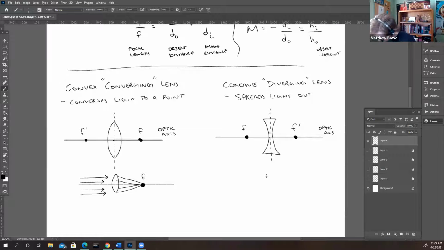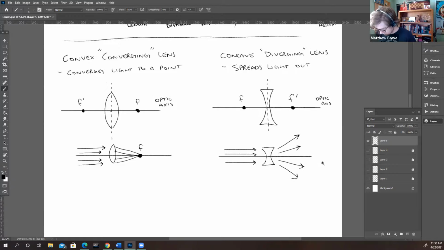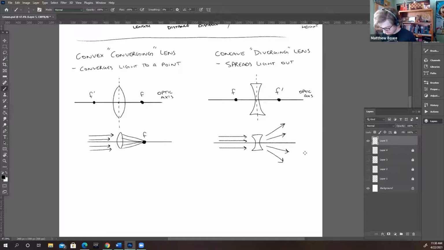So a diverging lens, let me do just a little rough sketch down here. A diverging lens, if there was this stream of light coming in, you're just shining a flashlight on it, we would expect that the light coming in would then spread out in all different directions. Okay. So that's what we expect from these types of lenses.